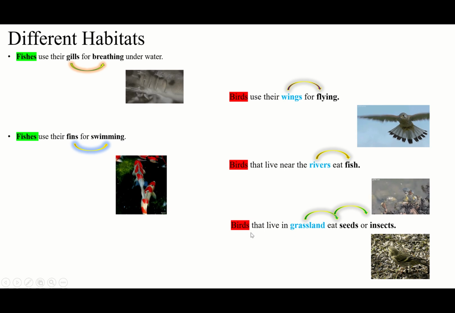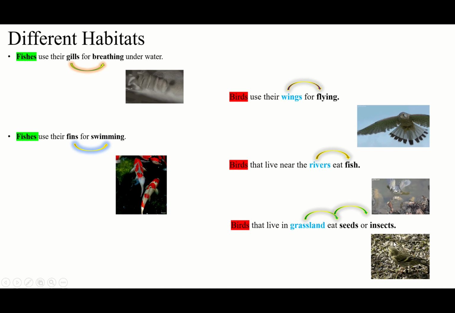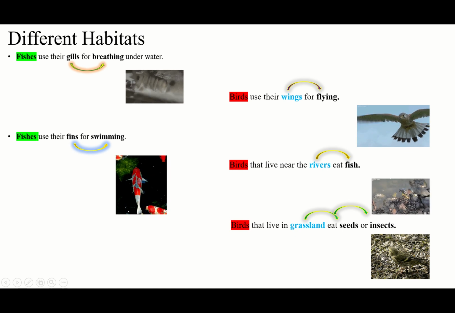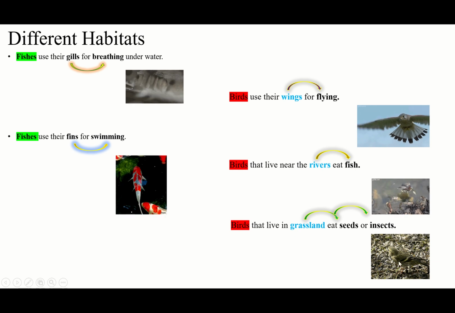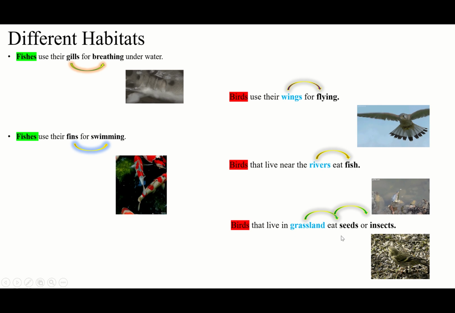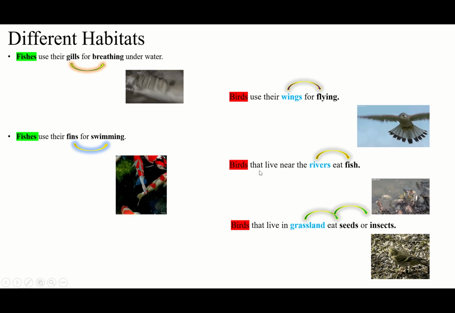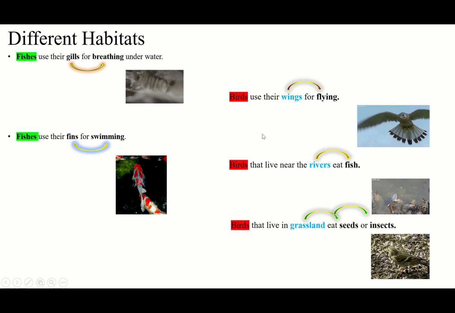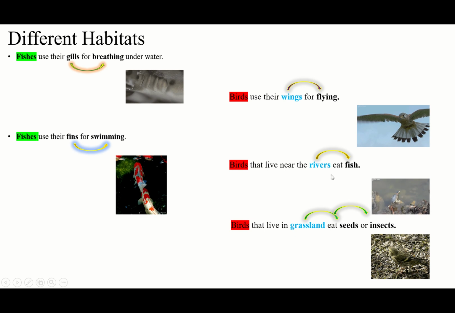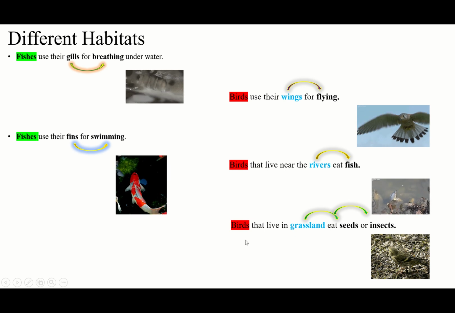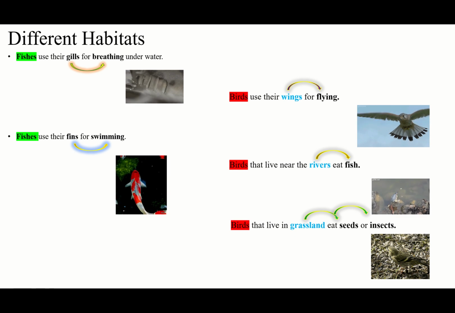And birds that live in the grassland eat seeds or insects. Here they are eating the seeds. You see sunflower seed here, and maybe many insects will be there. So these birds that live in the grassland eat seeds or insects. It means you have to know these three about the birds. Birds use their wings for flying, and birds that live near the rivers are going to eat fish, and the birds that live in the grassland eat seeds or insects.